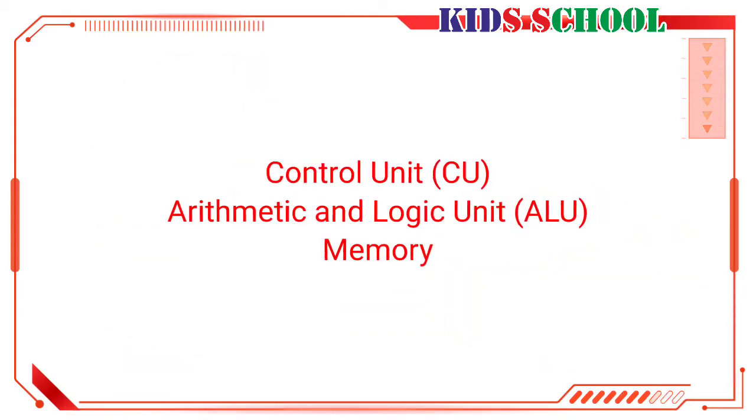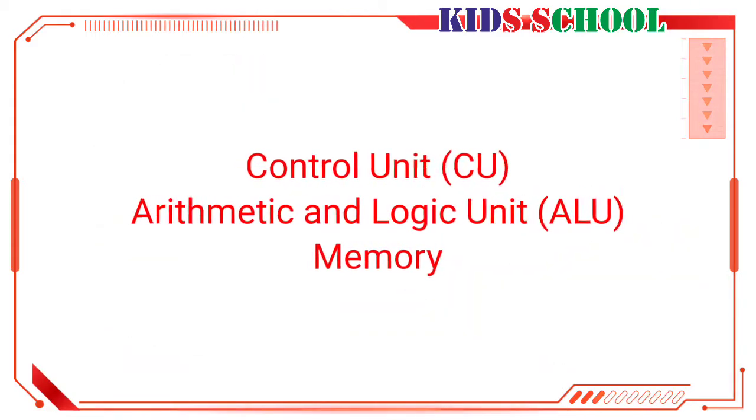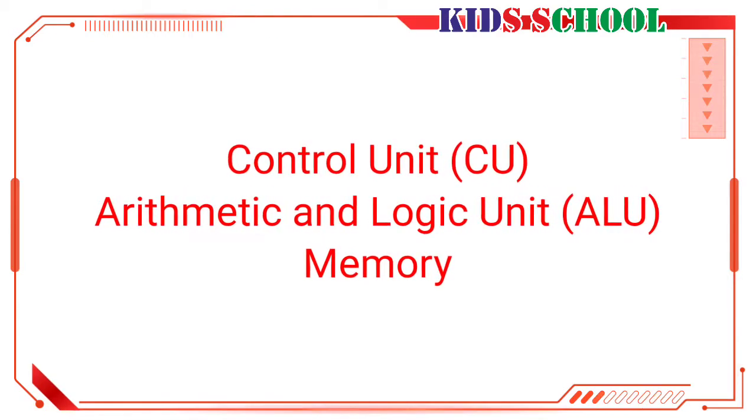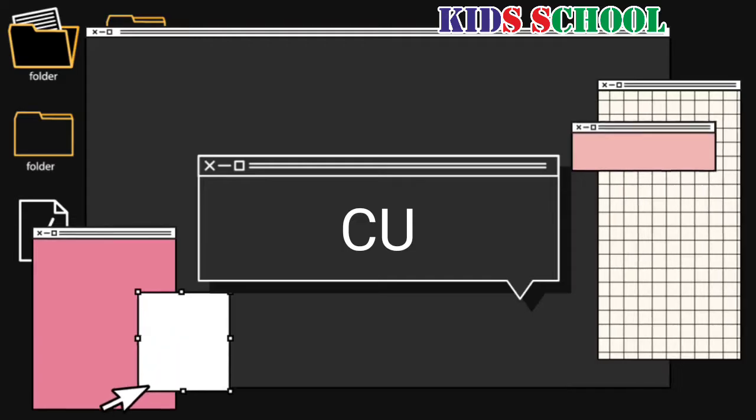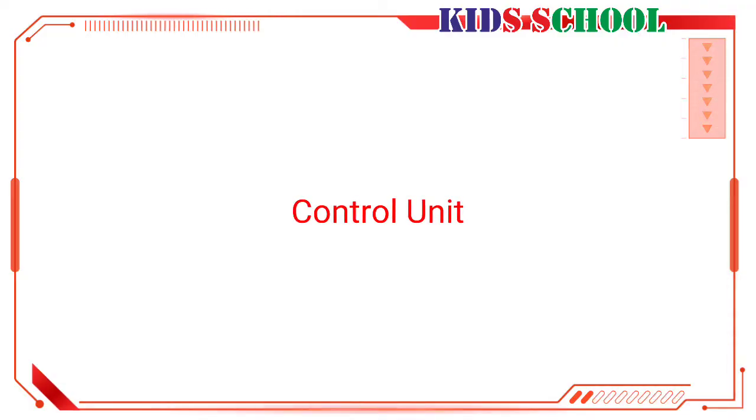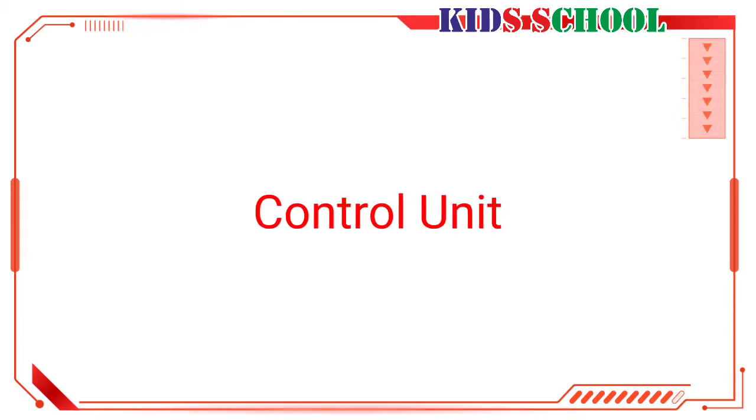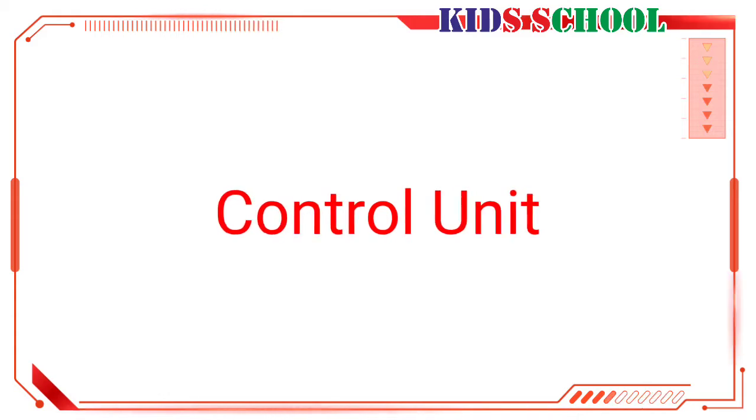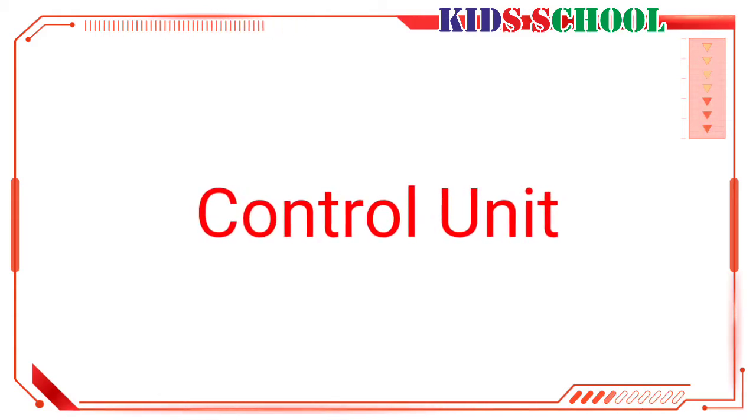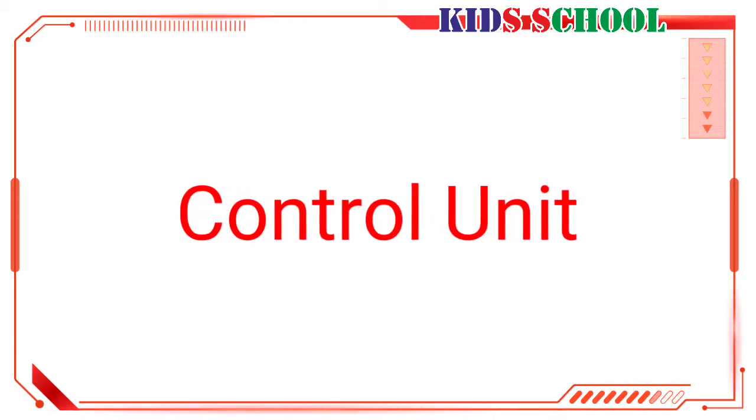The CPU consists of three components: control unit, arithmetic and logic unit, and memory. Control unit (CU). The CU controls and coordinates the movement of data and manages processing. It receives the input, transfers it to the ALU, and obtains the result from the ALU. The CU also controls the storage of data in the memory.